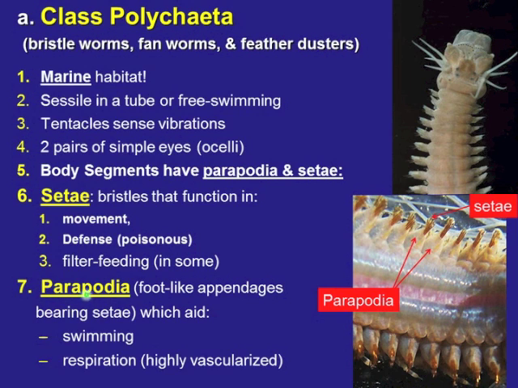The parapodia are foot-like appendages bearing setae which aid in swimming, of course, for locomotion, and respiration. They're highly vascularized. Setae in this class can be used to aid in filtering food and defense. Some species have setae which are filled with poisons that can be used against predators. Nereis are marine worms living in sediment. Parapodia have large surface area and are highly vascularized with blood vessels and help the polychaete move and respire. Protruding from the fleshy parapodia are many setae, from which this class derives its name.